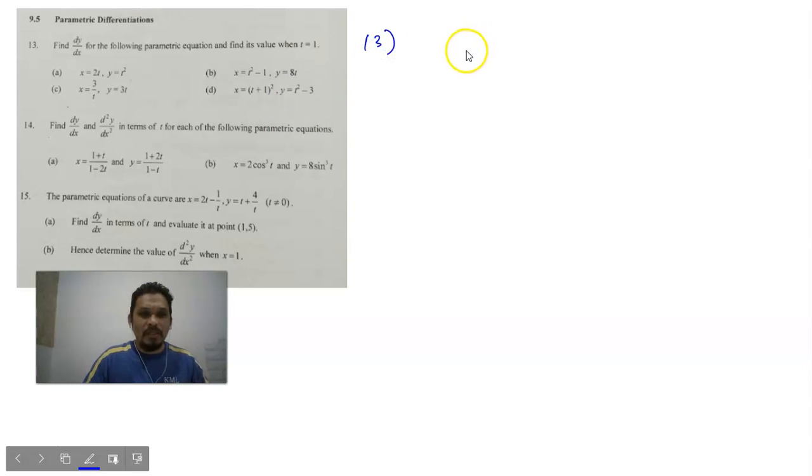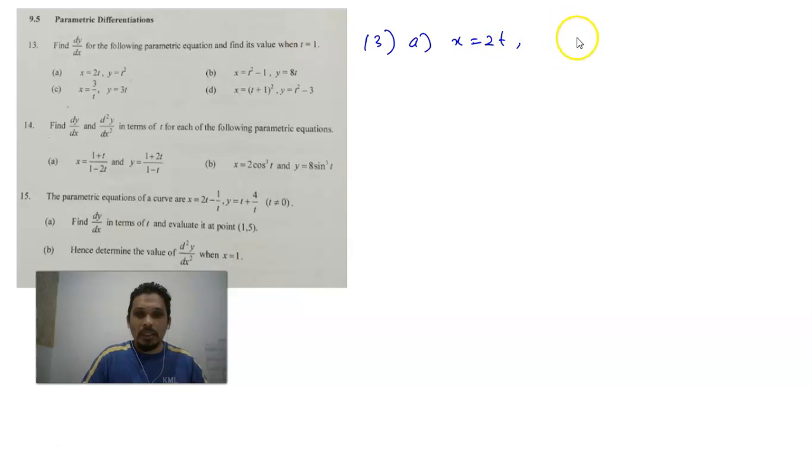Find dy dx parametric equation when the value of t equal to 1. So question A here, x equal to 2t and y equal to t squared when t equal to 1. Okay, so then dx dt equal to, differentiate this to t equal to 2, and dy dt equal to, differentiate t squared equal to 2t.